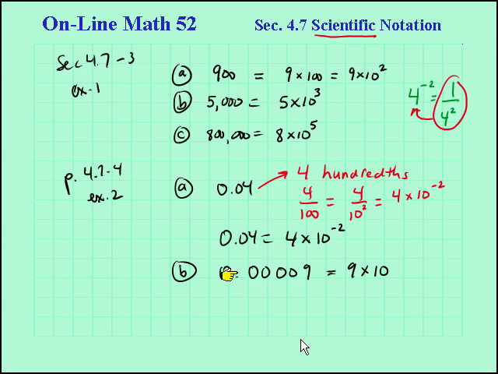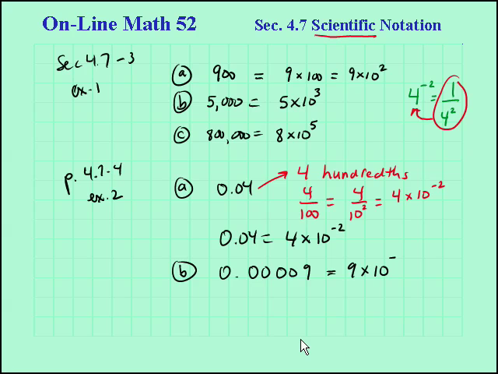That's right. It's negative because it's a small number. It's a positive number, but the exponent for 10 is negative. Small numbers, negative exponents. Look at these large numbers over here: positive exponents. Small numbers, negative exponents. So that'll be times 10 to the negative something.